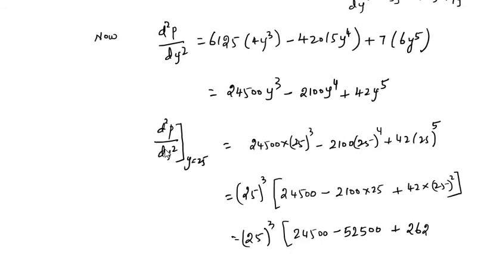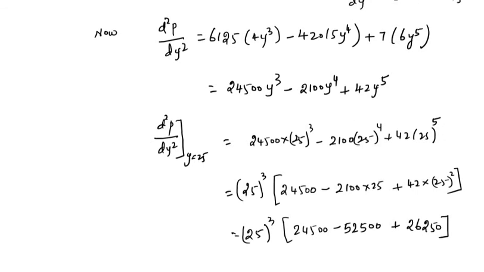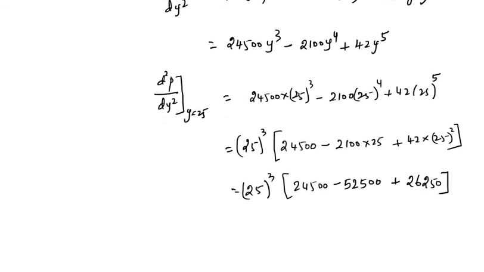26,250 we may get. Understood? Therefore, this is now equal to... Now if I simplify this, what will I get? 25 the whole cube. Now group these two. These two are what? Positive. If I group 24,500 and this one, I may get what? 50,750 minus 52,500. Right? Okay.